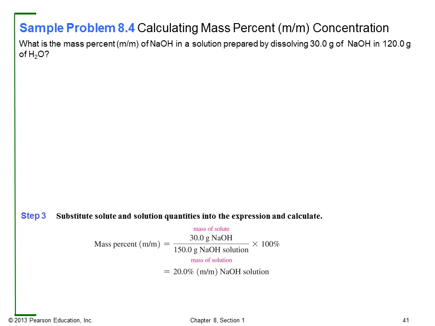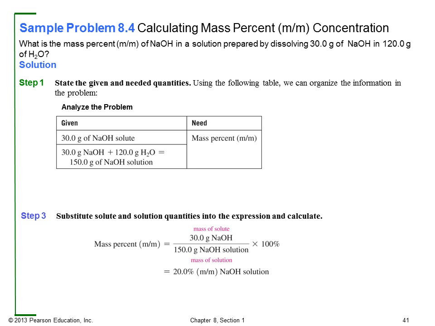So here it's asking, what is the mass percent of sodium hydroxide in a solution prepared by dissolving 30 grams of sodium hydroxide in 120 grams of water? And so what we want to do is state what we know and what we're trying to do. We have 30 grams of the solute, which is the sodium hydroxide, in 120 grams of water, which is the solvent. And so we go ahead and calculate the mass of the solution, and that would be both of those quantities added together, which would be 30 plus 120, which would give us 150 grams of solution.